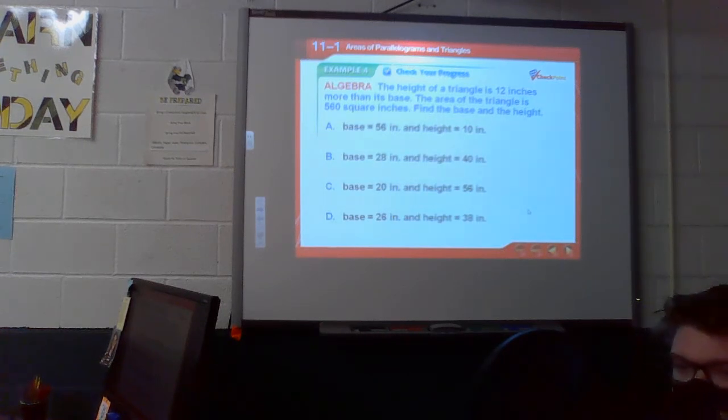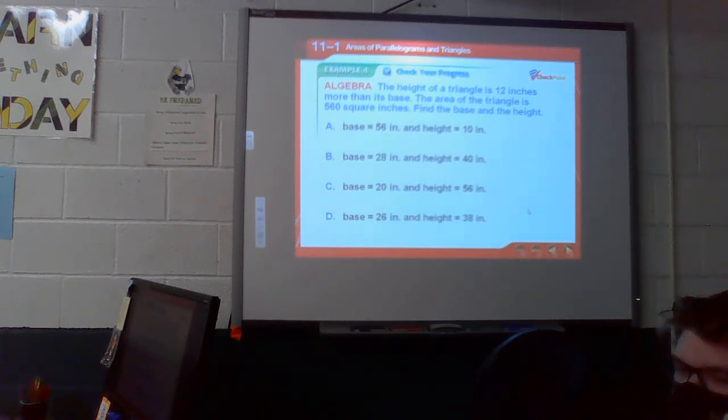560? But is that all I have to do? What kind of shape is it? It's a triangle, so I need to make sure that I divide by 2. Right? Base times height divided by 2 is my area. So how would I solve this? I'm going to multiply by 2. So I get 1120. I'm going to distribute here. X squared plus 12x. And then I'm going to bring everything to one side.